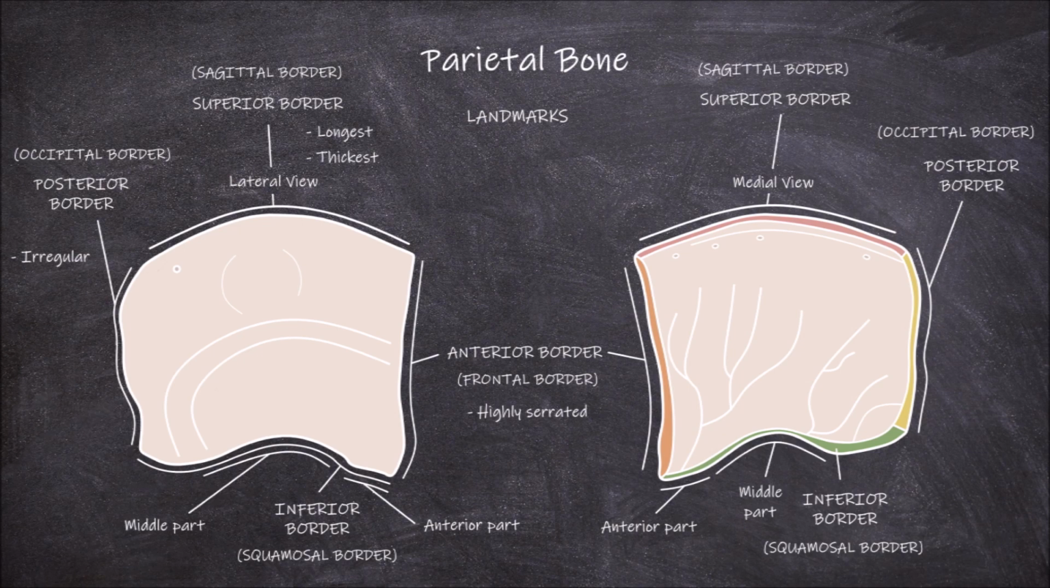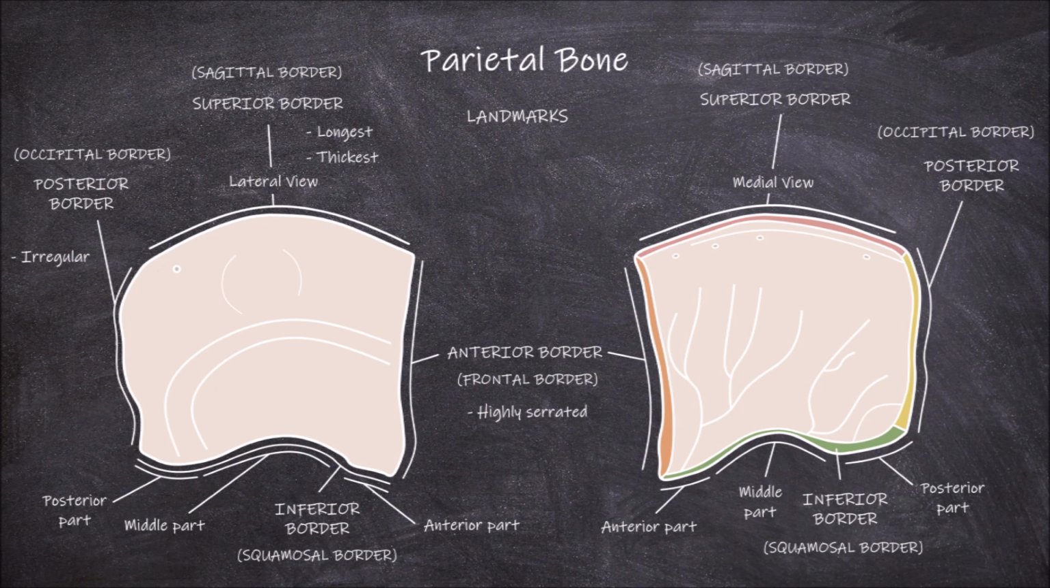The middle part of this border is arched in shape. This part forms the border between this bone and the squamous part of the temporal bone. The posterior part is thick and short. This part forms the border between this bone and the mastoid part of the temporal bone.